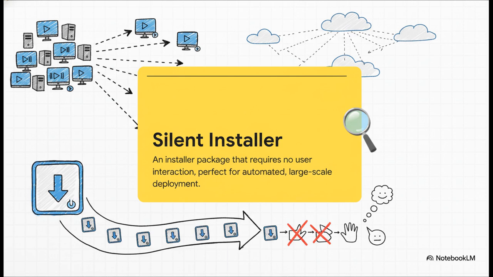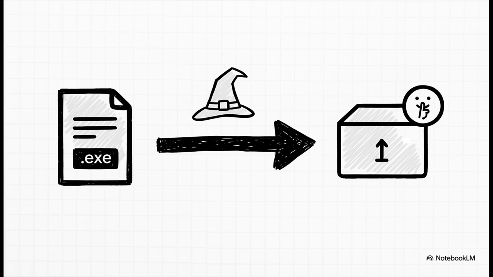Okay, so we have our .exe, but you cannot just email this thing to people. That's a recipe for disaster. For a proper grown-up deployment in a company, you absolutely need what's called a silent installer. It's a non-negotiable. It means the installation happens completely in the background with zero clicks, no pop-ups, and no interruptions for your user. It just works. And making one is actually pretty easy.